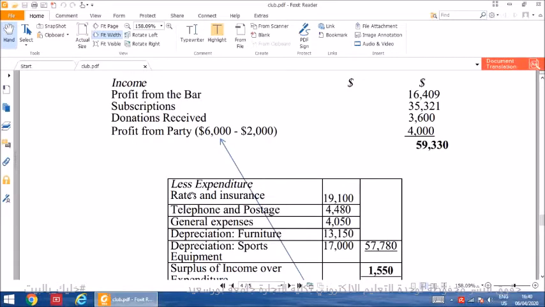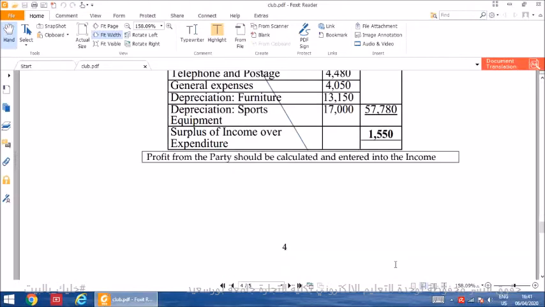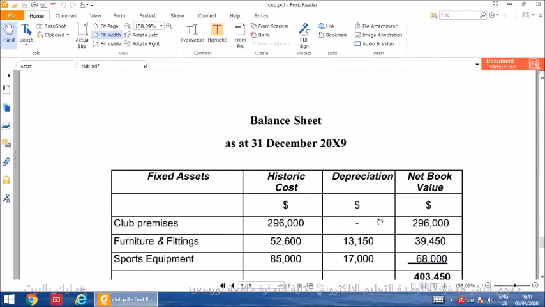And expenses, less expenditure: rates and insurance, telephone, postage, general expense, depreciation. So 59,330 income, less expenses 57,780. So there is a surplus of income. There is a surplus of income because income is more than expenditures. 1,550 surplus of income over expenditure.